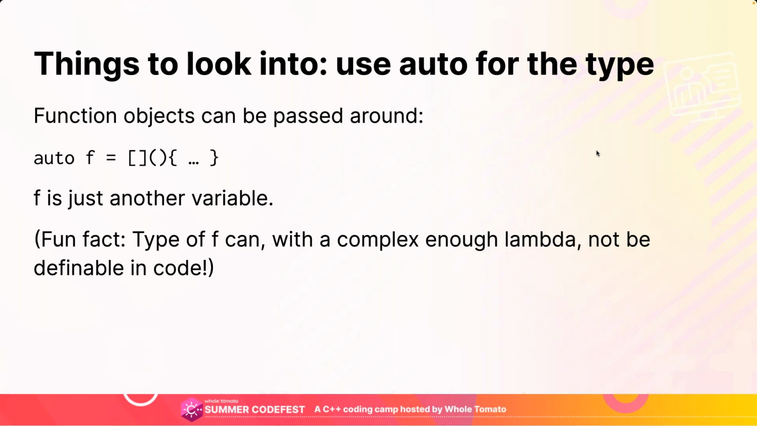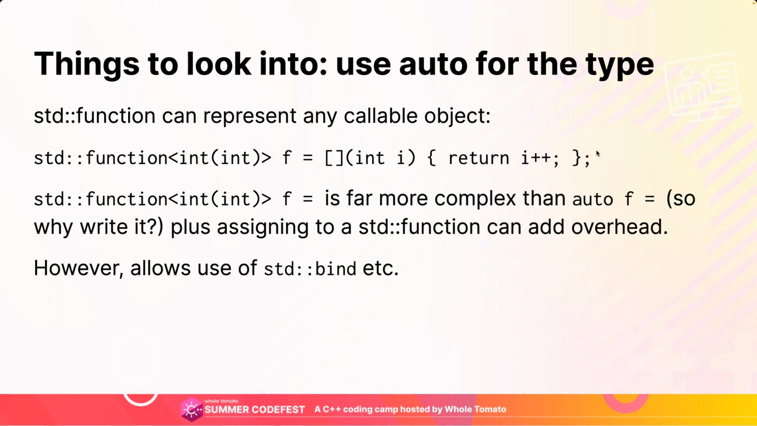I tend to find that when you try to write out a std::function type for a lambda, you're effectively defining the signature twice, and there's no reason to do that. The signature is defined as part of the lambda itself, so you might as well just use auto. But of course, you can use std::function. Now, std::function can represent any callable object at all, not just functors and lambdas, but anything that can be called.